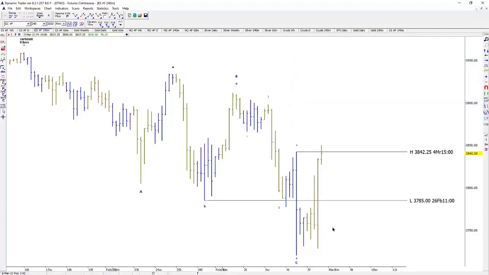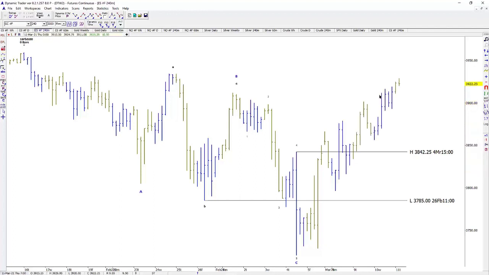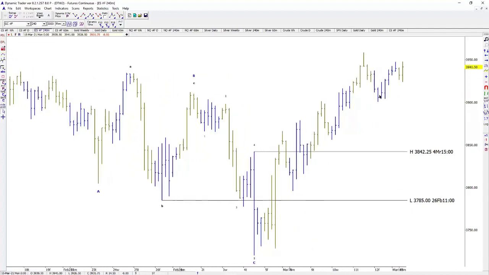What follows a correction? A continuation of the trend prior to the correction to a new extreme. So in this case, it would be the trend continuation to a new high above the February high. Let me just add a bunch of data on here.